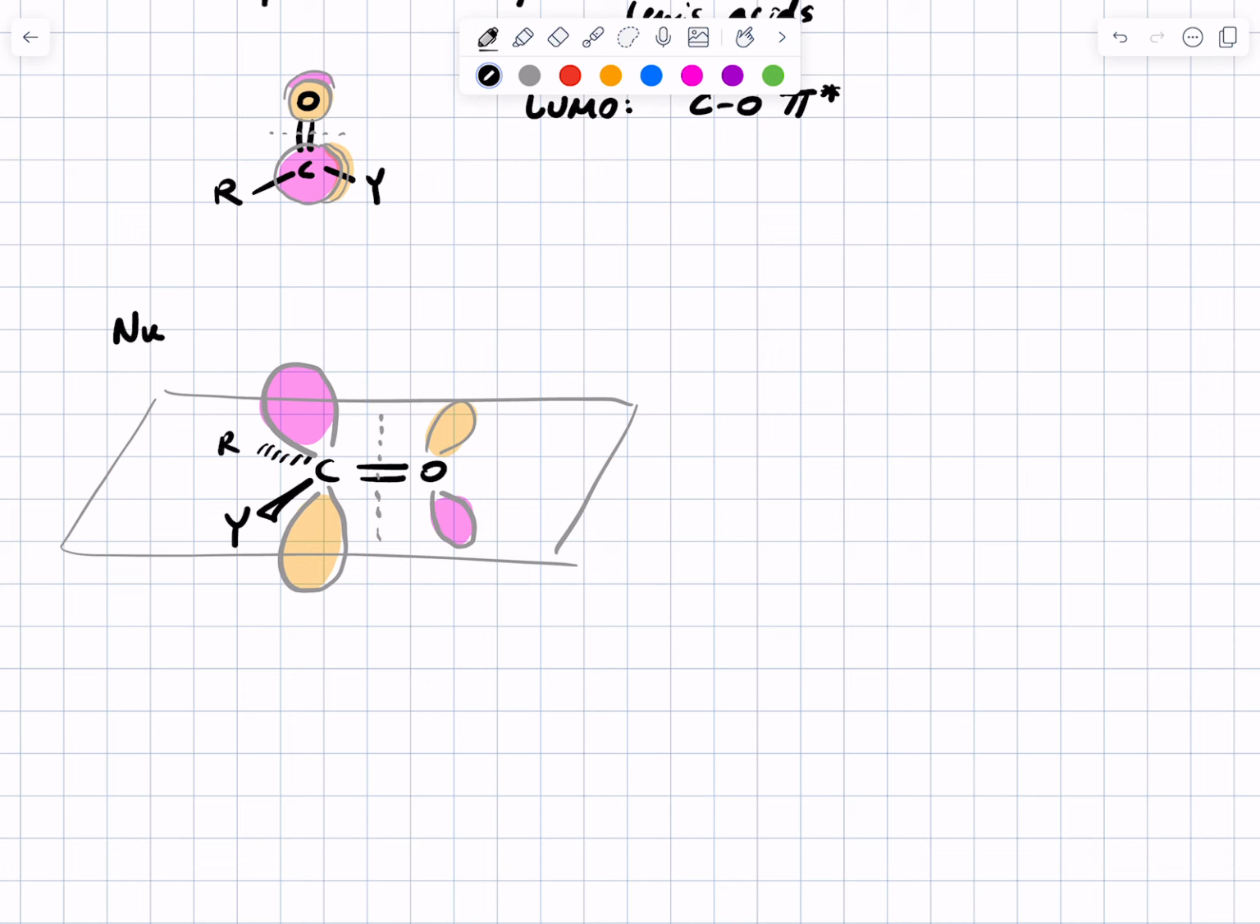It's going to attack the pi star at the carbon for two reasons. First, there's actually more LUMO on the carbon than there is on the oxygen. That's an outcome that comes from MO theory. You can explain it, or you can just accept it on faith as a result in this class. The other reason that it attacks at the carbon is because carbon is less electronegative than oxygen.